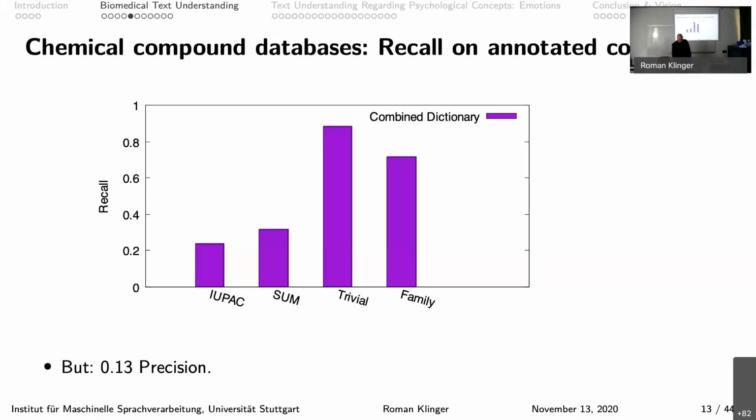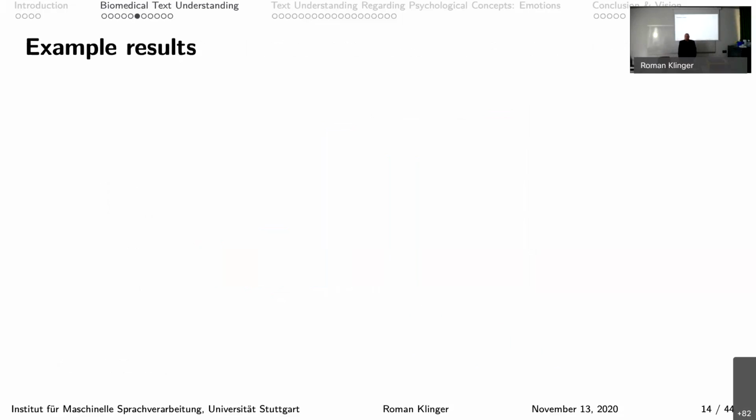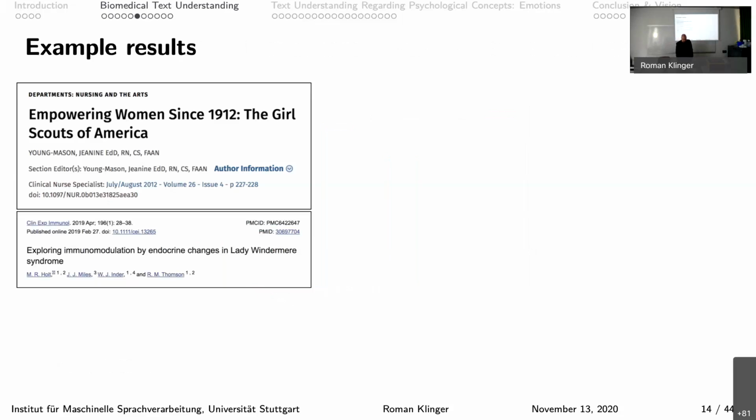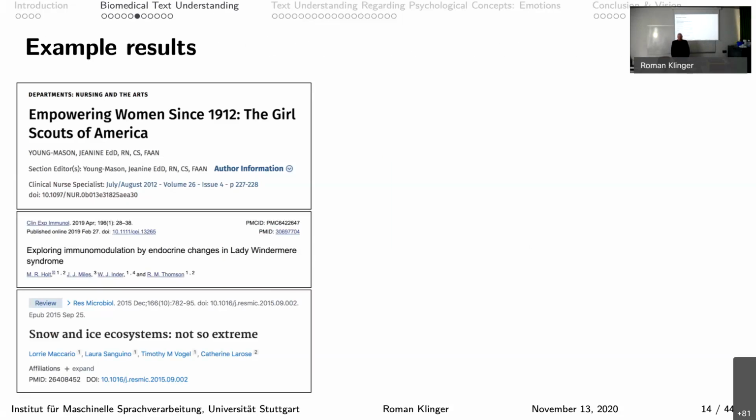Let's do an error analysis. So what do we find? Let's look at a couple of examples. So when we do this with chemical names, with this dictionary, which I just explained, what we find, for instance, is a document called Empowering Women Since 1912, the Girl Scouts of America. It's not chemical stuff, right? We find this one. I put this on the slide and then recognized that I wouldn't be able to pronounce it. So let's just move to the next one. Snow and ice ecosystems, not so extreme. So what happened here? Now, yeah, this dictionary is not perfect for our purposes.